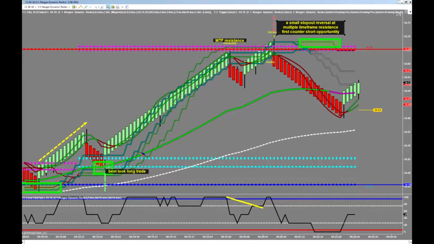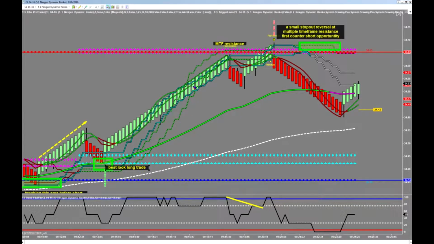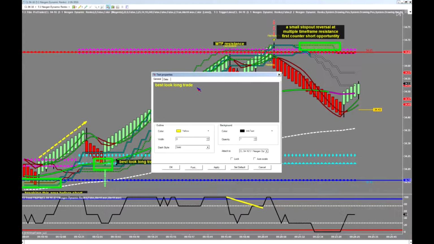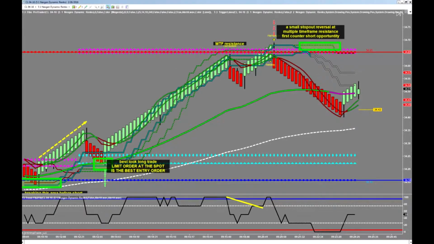All right, so let's talk about the entries. So at the best look long trade, limit order at the spot is the best. All right, make sure that makes sense. If you have a best look long trade with multiple time frame supports and a mid band and all that stuff, a limit order at the spot is best. Does everybody understand that? So we're going back and talking about the types of orders that you can use for your trading.